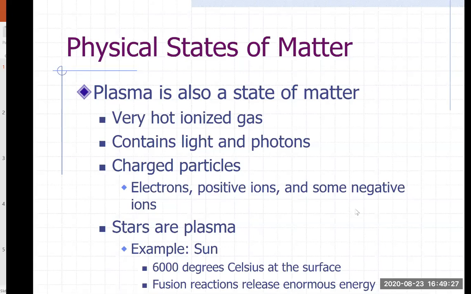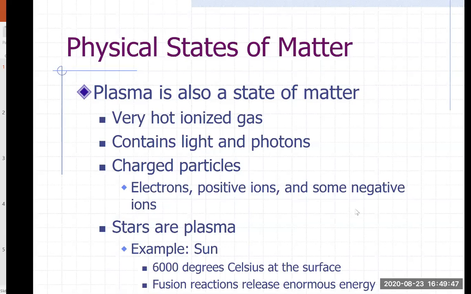If you had a gas and then you heated it up so that you got it very, very hot to the point that it would ionize, that gas would become plasma. It would contain light and photons and charged particles such as electrons, positive ions, some negative ions.